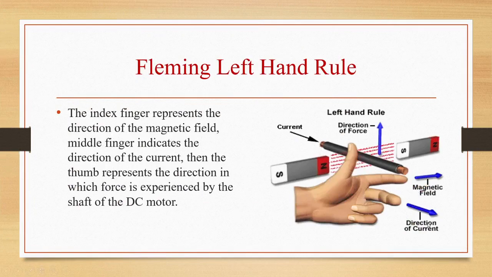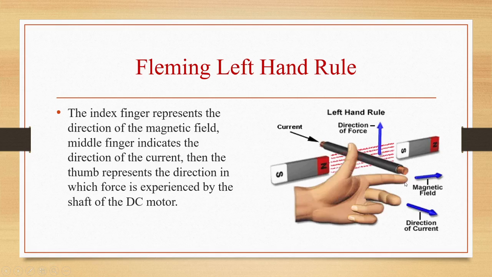So what we can see here: when you stretch the thumb, forefinger and middle finger of the left hand in such a way that all three are mutually perpendicular to each other, that is at 90 degrees from each other. So the index finger represents the direction of magnetic field.